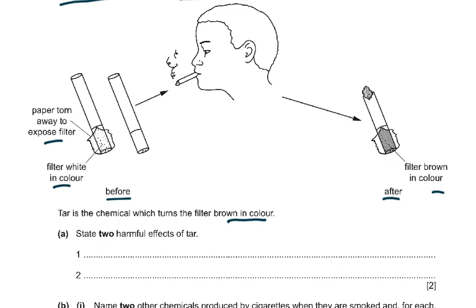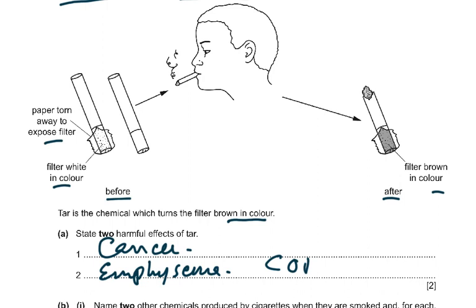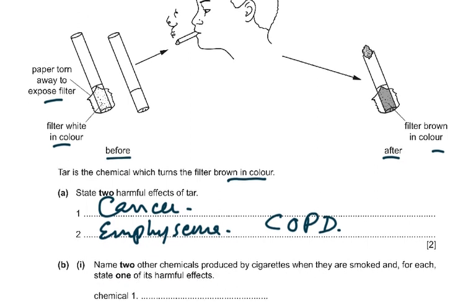State two harmful effects of tar. It's easy, you can say it causes lung cancer, so it causes cancer, or you can talk about the other problems like it will stop the cilia from moving, or it will cause emphysema. Or you can even say it weakens the alveoli and the alveoli burst, so less surface area for gas exchange. Or you could have said COPD, chronic obstructive pulmonary disease. Or you could have said inflammation of the bronchi and the lungs and it destroys the cilia. So any two out of these.